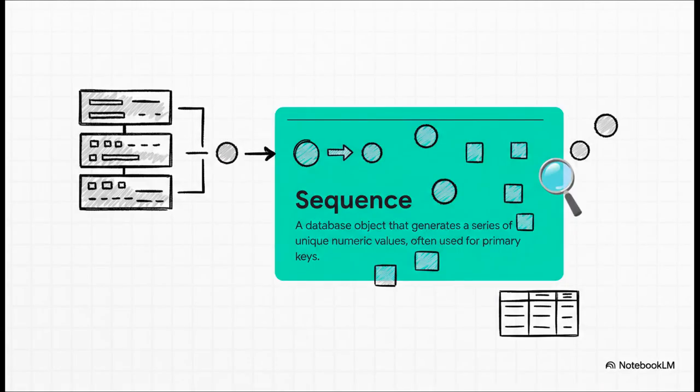And finally, we have the sequence. The best way to think of this is as a dedicated number dispenser that just lives in your database. Its only job is to hand out the next unique number in line, which is perfect for generating primary keys. And because it's its own separate object, it's way more flexible than just an auto-incrementing column on a table. You could, for instance, have multiple tables all pulling unique IDs from the same central sequence.